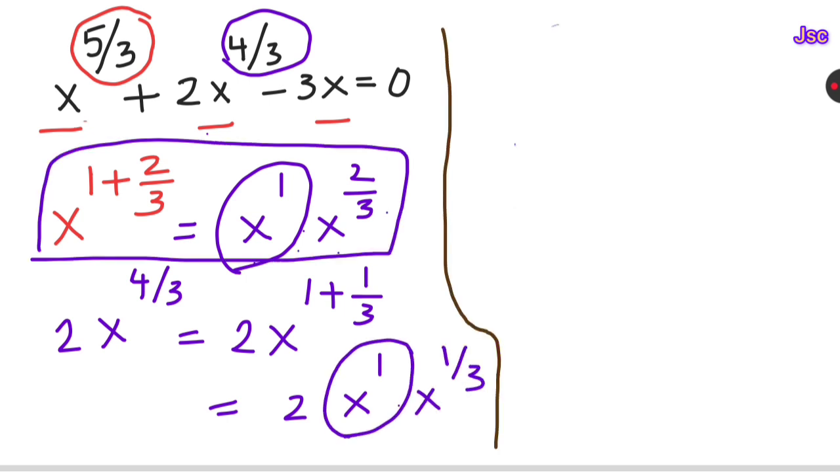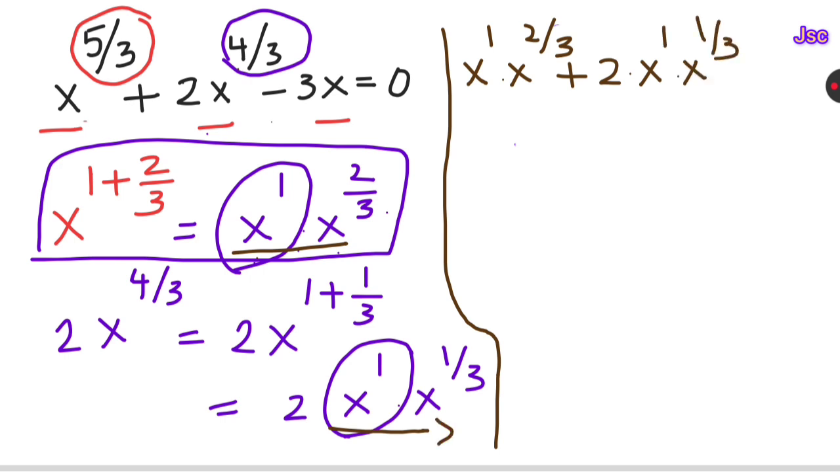For the first term, x raised to the power of 5 over 3, I converted into x times x raised to the power of 2 over 3. I am going to write that. So x raised to the power of 1 times x raised to the power of 2 over 3 plus 2 times x raised to the power of the exponent term 4 over 3, which I converted into x raised to the power of 1 times x raised to the power of 1 over 3. So let's write that. Still we have minus 3x. The third term is minus 3x. That is equal to 0.